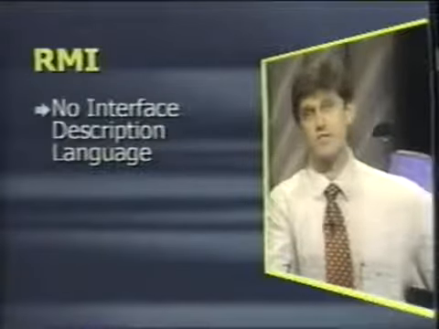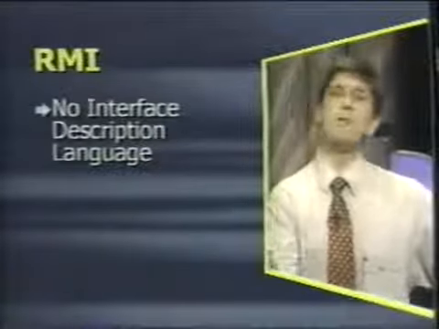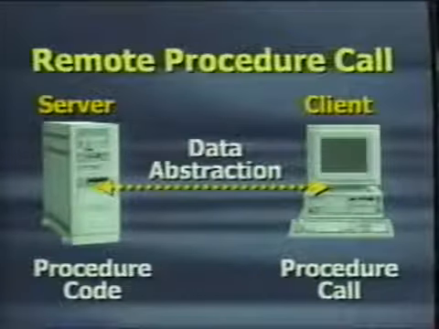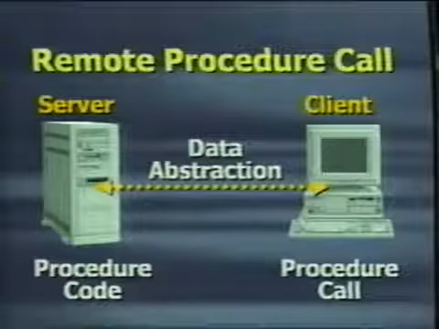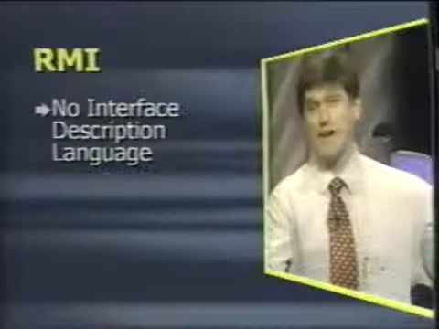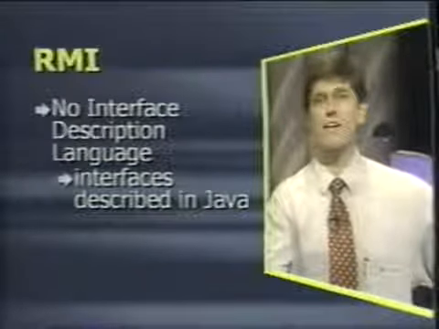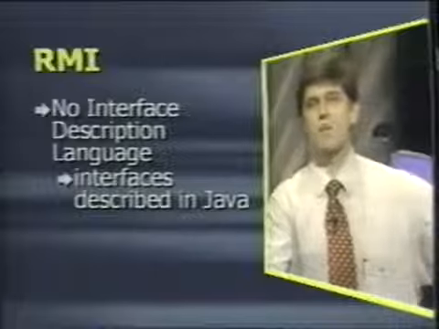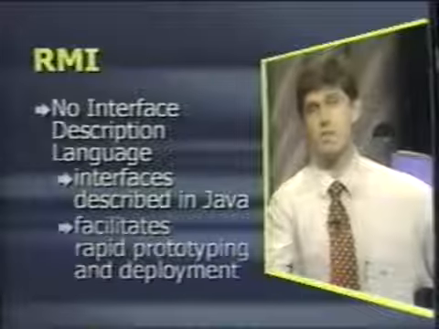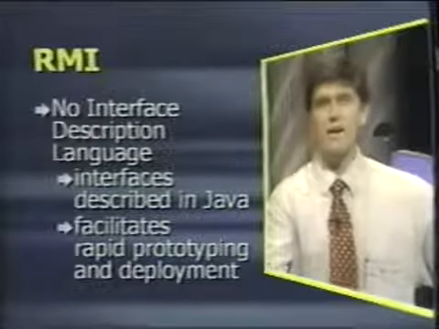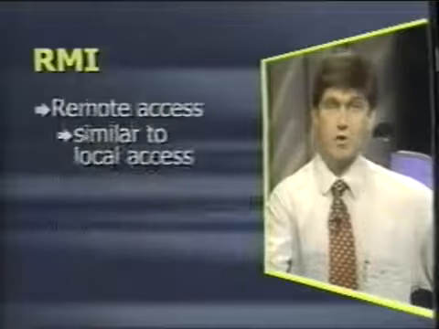There's no interface description language. If you remember, we saw a graphic of an RPC model where we had to have an abstraction layer between a client and a server for mapping different types of data. Well, in an all-Java environment, we know how the data is represented because it's all well-defined. So interfaces are described entirely in Java. There's no need for any third-party description language, which is actually really nice and facilitates rapid prototyping and deployment. Now, remote access is very similar to local access.